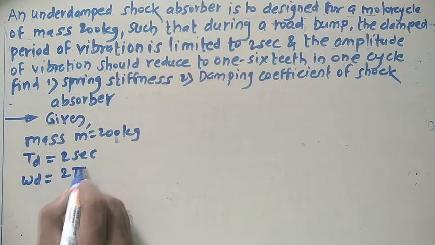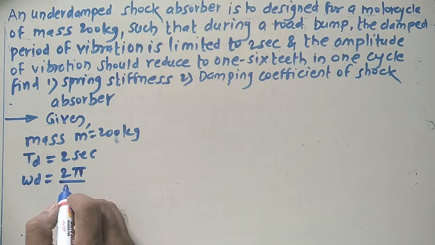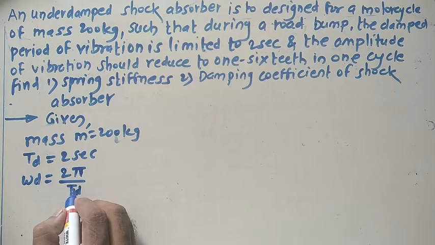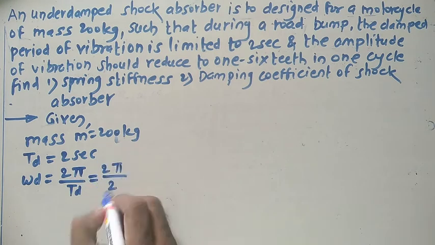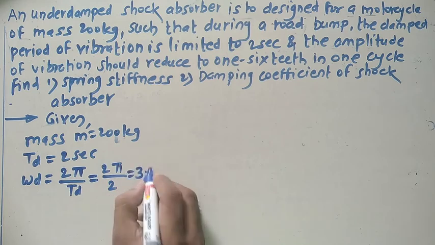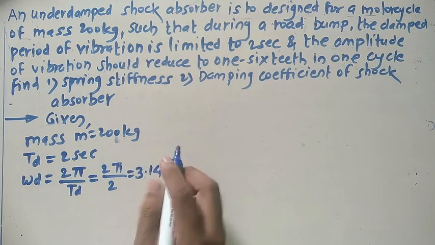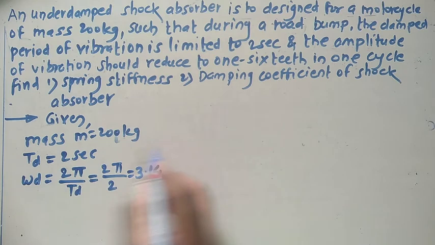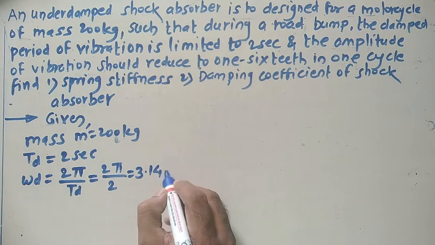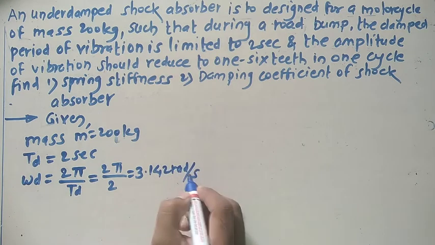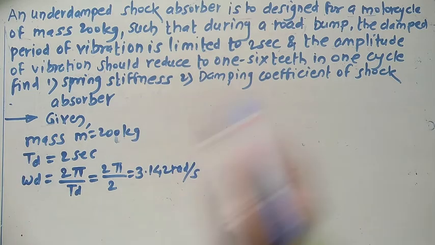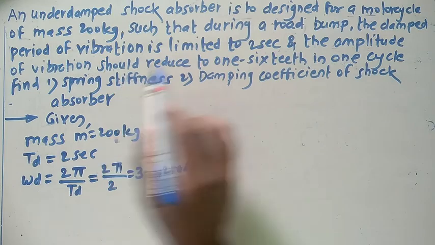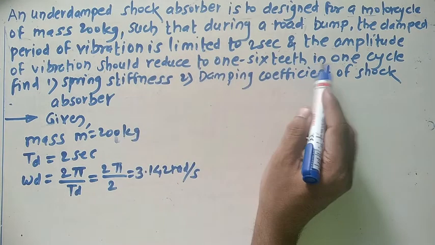Okay, we know the relation between the frequency and time period. Straightforward, it is the reciprocal of time period. So here 2 pi divided by 2 seconds with us. After solving, we get the value for this one, omega d equals to 3.142 radian per second. Okay, the next information given: the amplitude of vibration should reduce to 1/16 in one cycle.